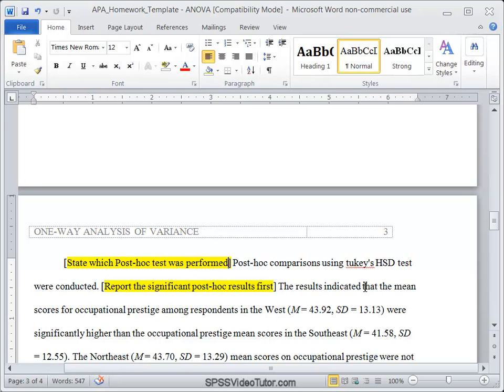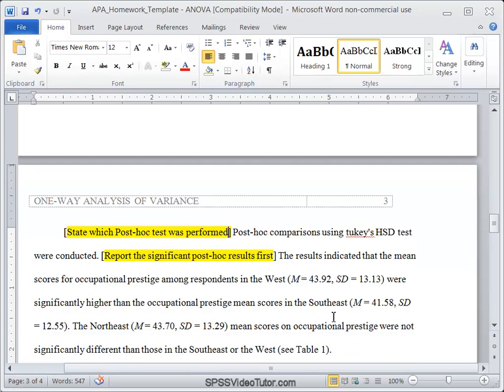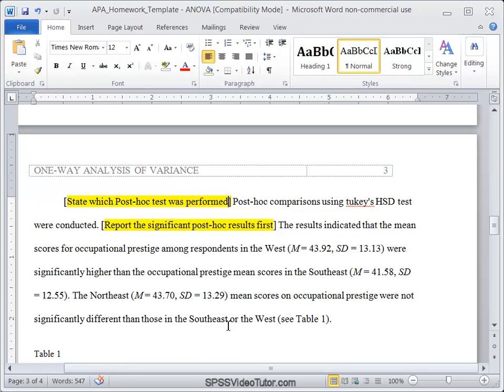The results indicated that the mean scores for occupational prestige among respondents in the West, mean 43.92, standard deviation equals 13.3, were significantly higher than the occupational prestige mean scores in the Southeast. Mean equals 41.58, standard deviation equals 12.55. The Northeast, mean equals 43.70, standard deviation 13.29, mean scores on occupational prestige were not significantly different than those in the Southeast and the West.